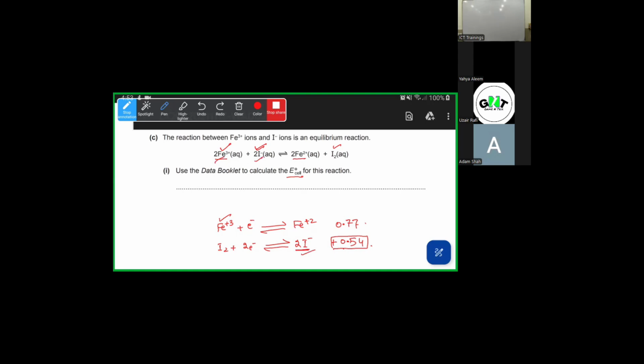तो इसी को रिवर्स करना पड़ेगा. तो जब इसको रिवर्स करेंगे तो I minus, that is going to form I2 plus 2 electron, and the value would be reversed, minus 0.54. So if you find out the E naught of cell, you can find out 0.77 minus 0.54. So you will get whatever the answer, that is the E naught of cell. So just do it, my dear. A positive 0.23 volt. So that is the E naught of cell. Everyone got it, guys?